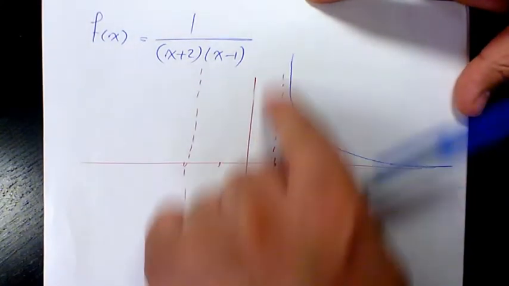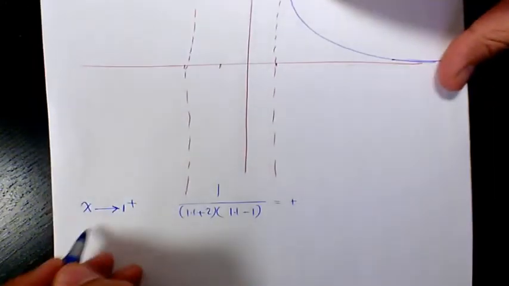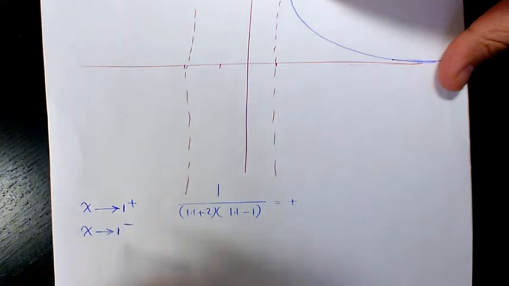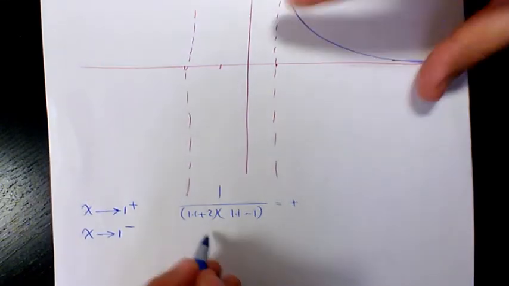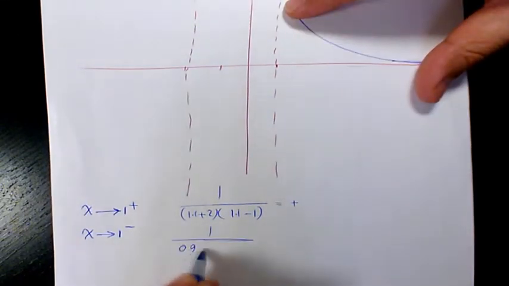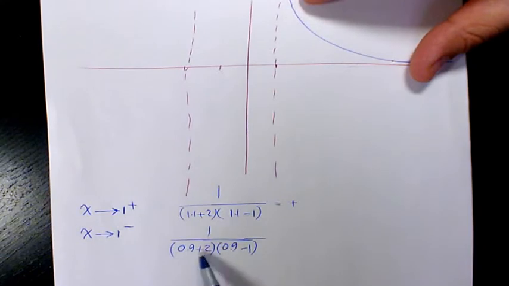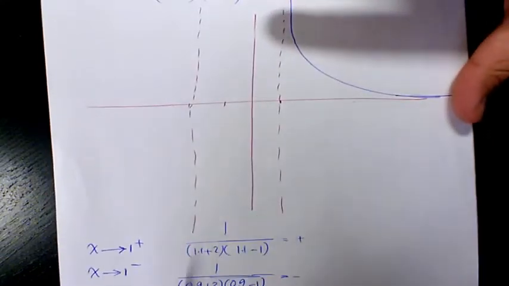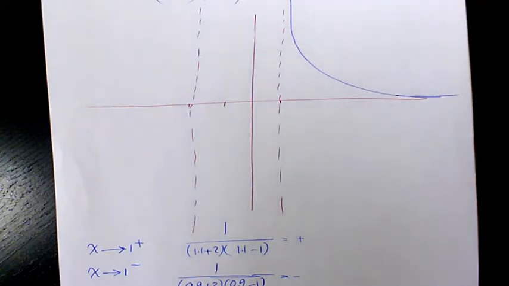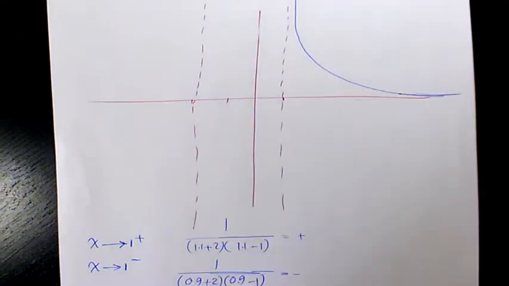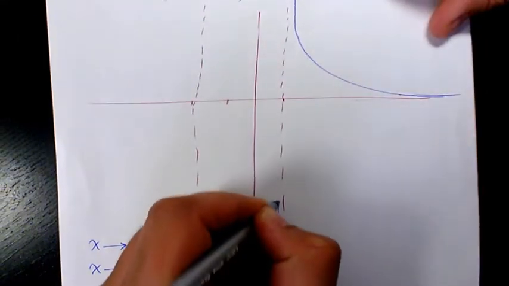Now what about this side of the vertical asymptote, where x approaches 1 from the left. It means slightly less than 1. Let's say 0.9, for example. It can be 0.95, 0.98, something like that, but it has to be slightly less than 1. So this is positive, this is negative, so the answer is going to be negative. So it's going to be from here.